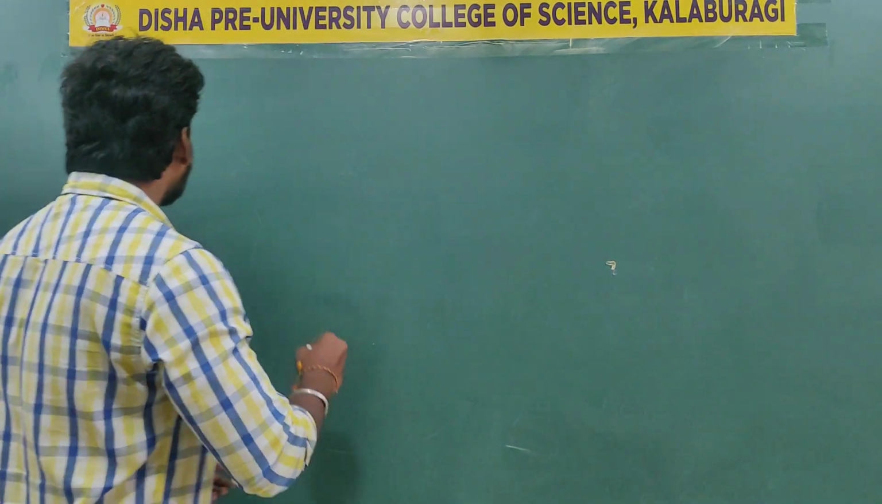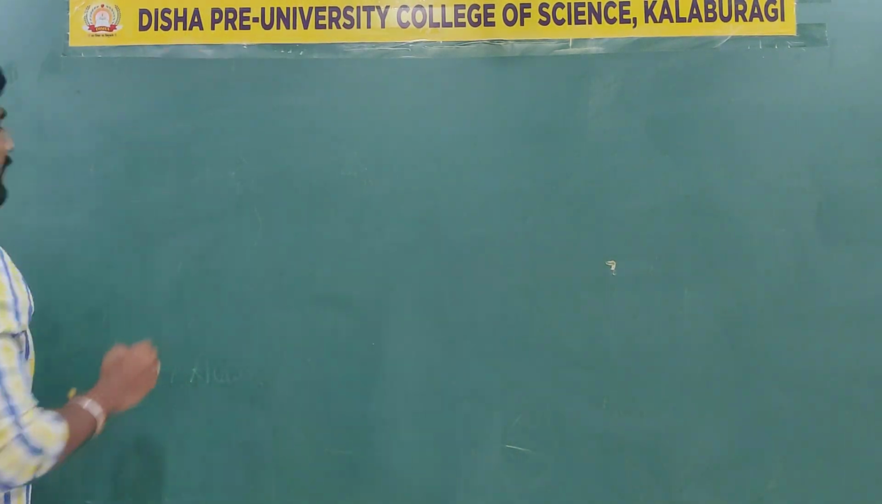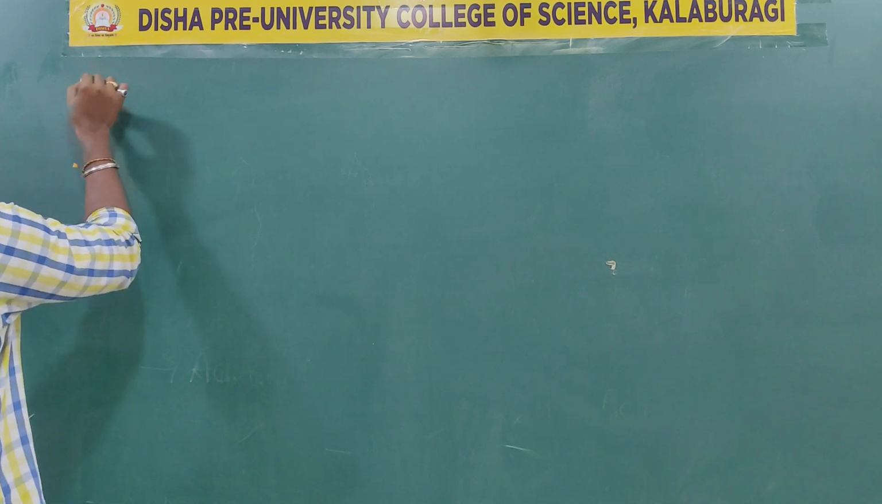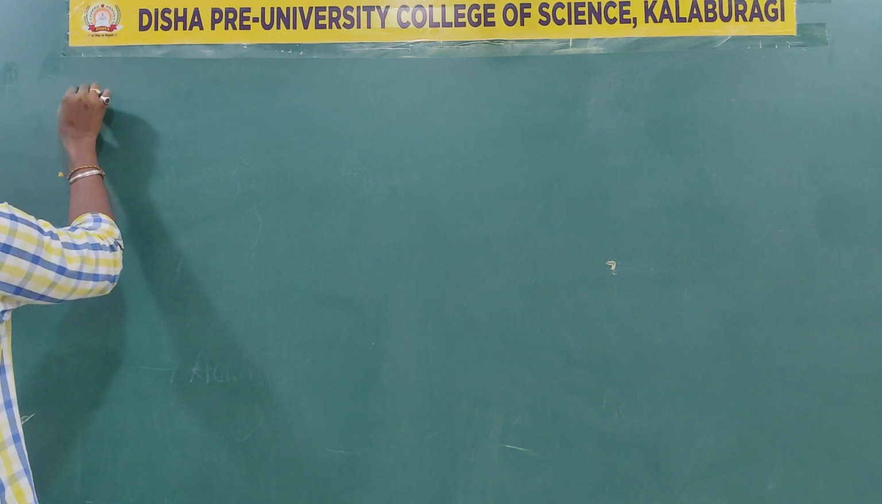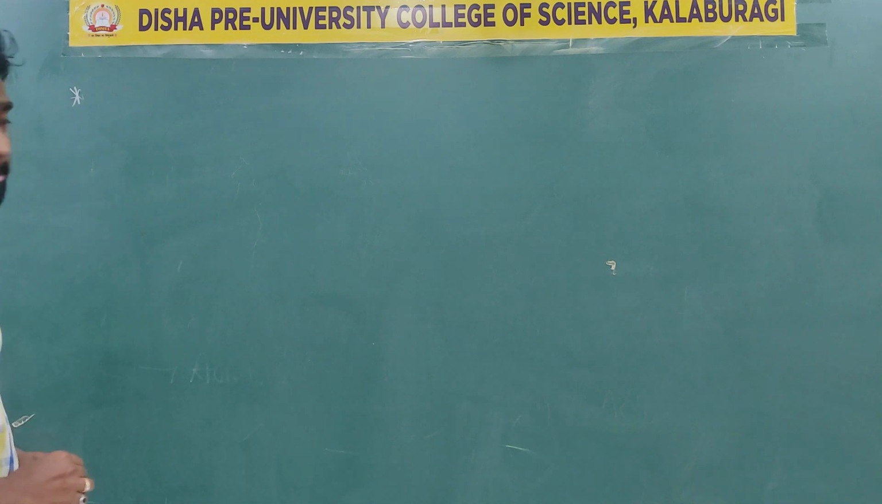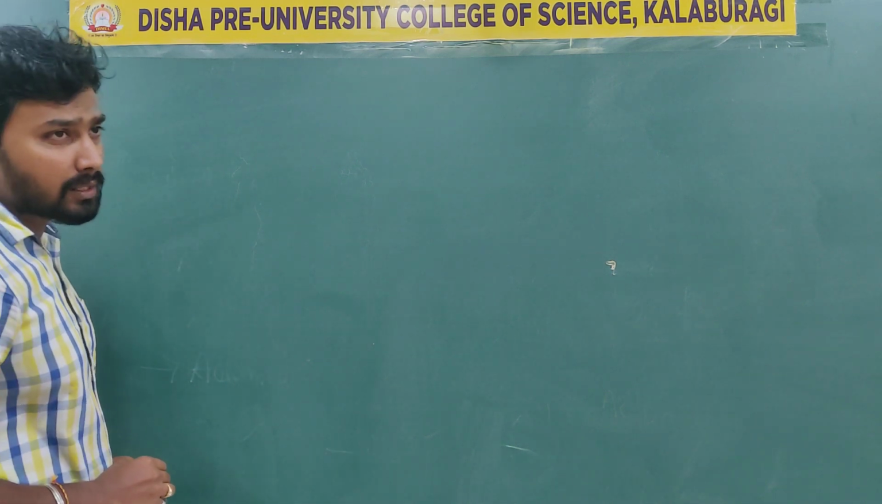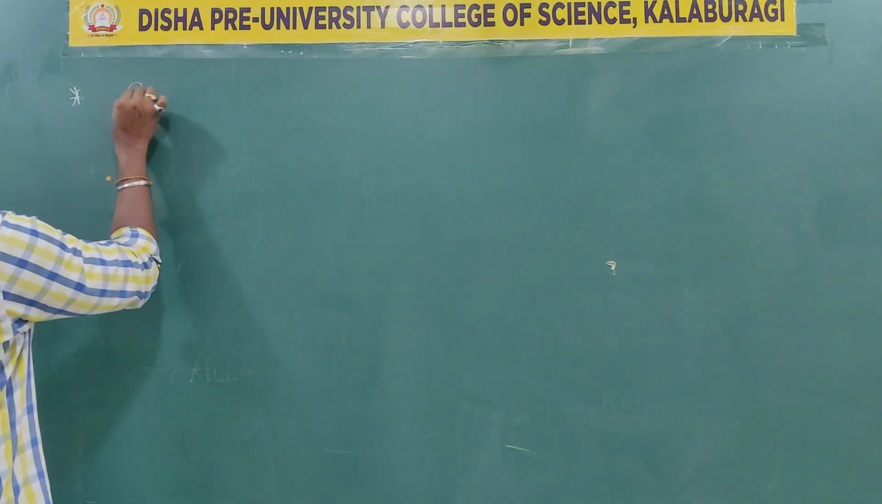Hello my dear students. Today we are going to study the next section of Animal Kingdom. In the previous class we were discussing the classification of animals on the basis of different priorities. Today we will talk about the classification of animals on the basis of symmetry.